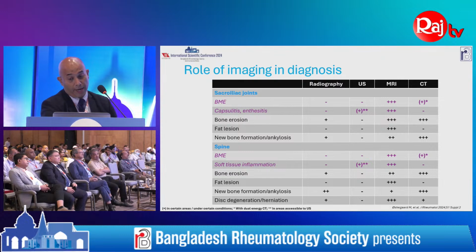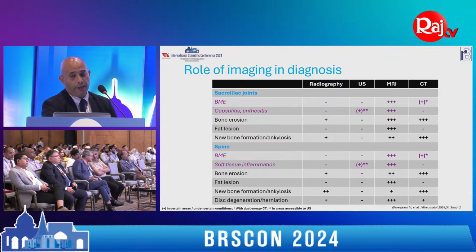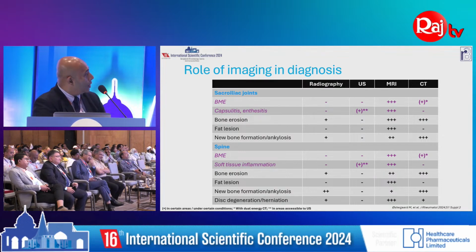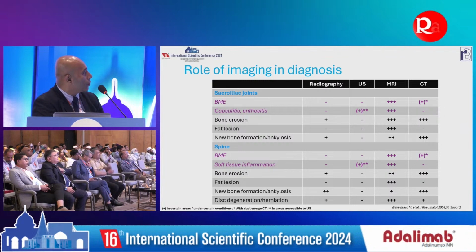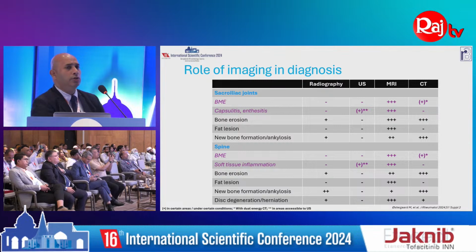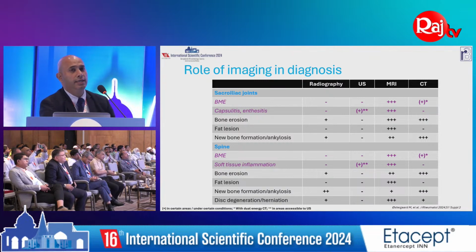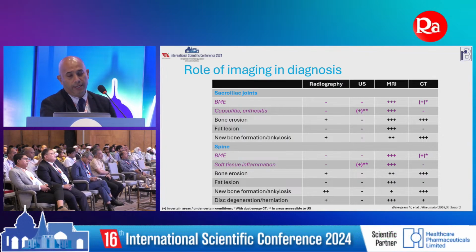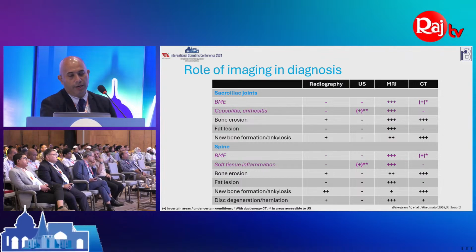So for the spine, again the same thing: inflammation is good in MRI, soft tissue inflammation, but if you look at all the other structural lesions, we have the CT which scores over MRI for most of it by far. And what we need to know is, if you look at CT, the new DECT, which is dual energy CT, is good at picking up some of the inflammation in certain cases.